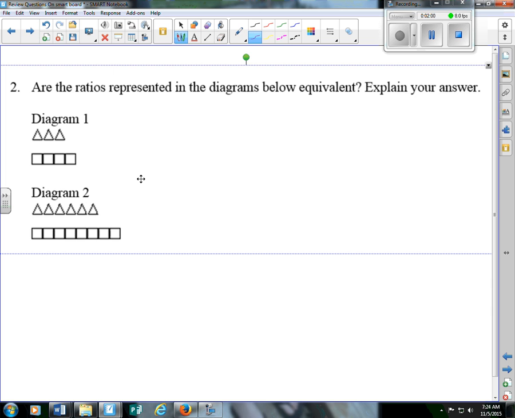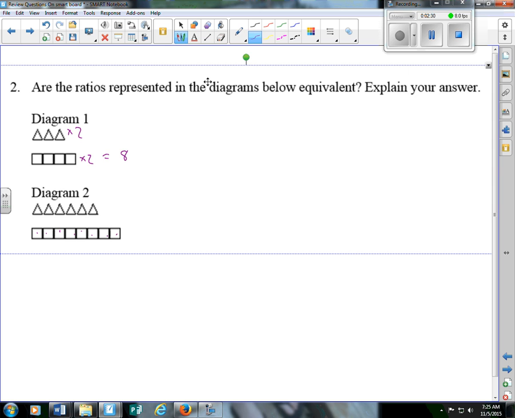Next question. Are the ratios represented in the diagram equivalent? Explain your answer. So you're going to have to listen on this one. I'm going to look at it and it says 1, 2, 3 triangles, 1, 2, 3, 4, 5, 6. So I know that I'm timesing this by 2 to get 6. So whatever you do to the top ratio, you have to do to the bottom portion of the ratio. So we have 1, 2, 3, 4, times that by 2. I should have 8 blocks on the bottom. 1, 2, 3, 4, 5, 6, 7, 8.